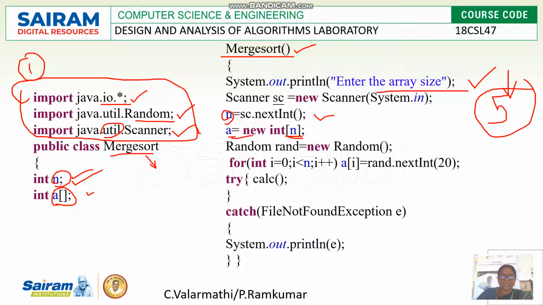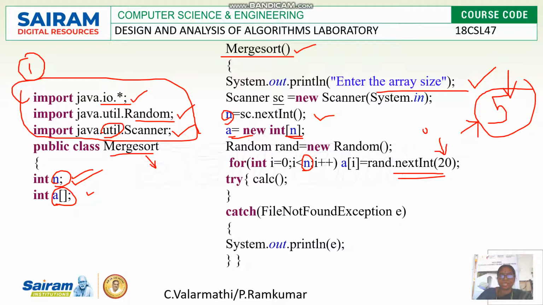Now we are going to generate 5 different random numbers. For example, if my input array size is 5, then 5 random numbers are going to be generated, and each random number is taken with values from 0 to 20.